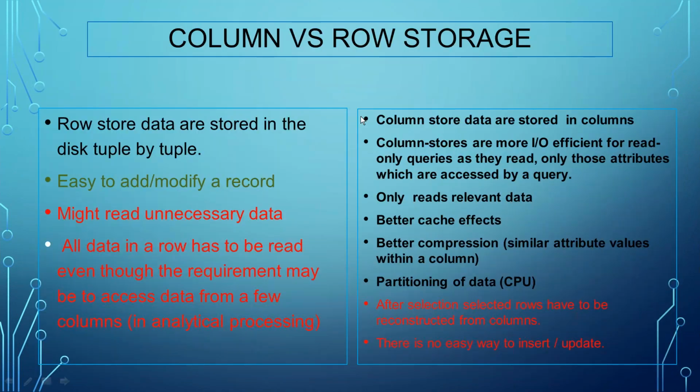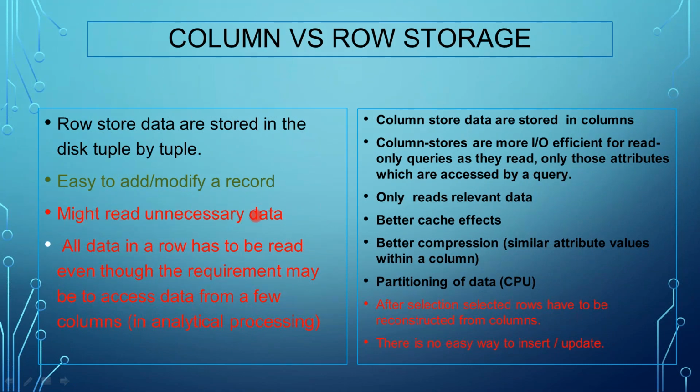So this is a sample data. Now, for example, normally for interview sake or somewhere, someone is asking what is the difference between a column store and a row store. So row store is going to store the data in disk tuple by tuple. It is going to store record by record. And normally what is the advantage of a row store? It is easy to add or modify a record, right? But the disadvantage is it might read unnecessary records. So here I take this.